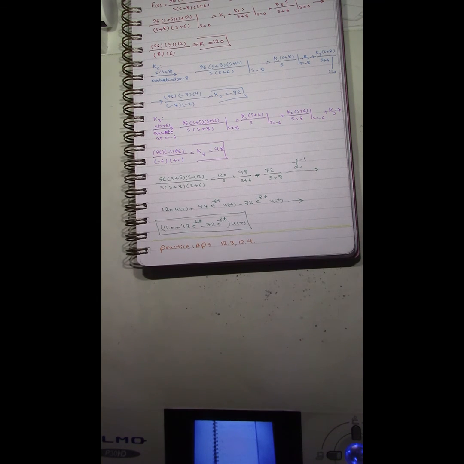So whenever you see real, proper rational functions, this is the way and this is the procedure to find the K's, or the coefficients. Practice assessment problems 12.3 and 12.4. So any questions?